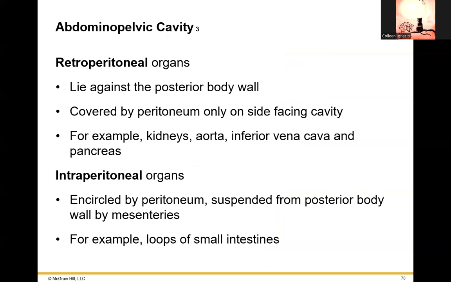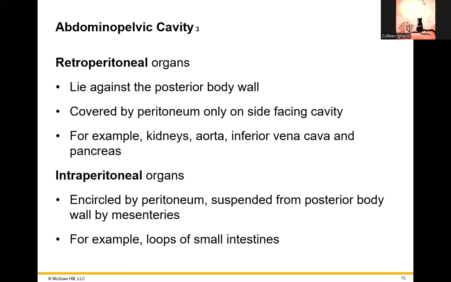All right, so retroperitoneal organs. That's a word that's fancy. You're going to need to know that, okay? And so these are organs that lie against the posterior body wall, okay? So they're covered by peritoneum only on the side facing the cavity. So these are organs that are kind of suspended there. So kidneys, okay, the aorta, inferior vena cava, and the pancreas. So these are lying against the posterior body wall. Again, the kidneys, the aorta, and the inferior vena cava. That's the vena cava that's below the heart and the pancreas.